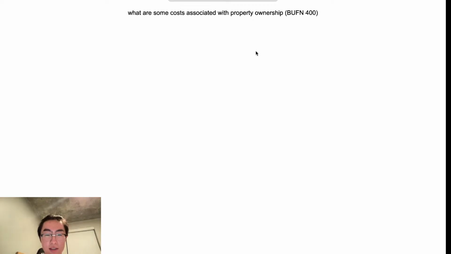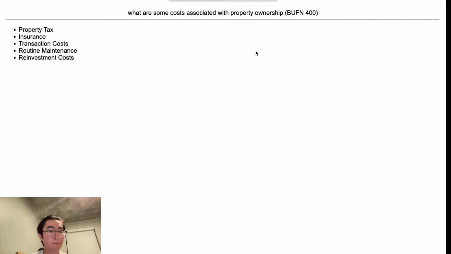What are some costs associated with property ownership? So some of the costs that are associated with property ownership could include your transaction costs, your insurance costs, taxes, your reinvestment costs, and also your routine maintenance.